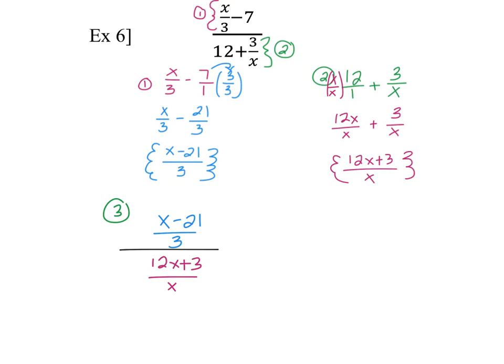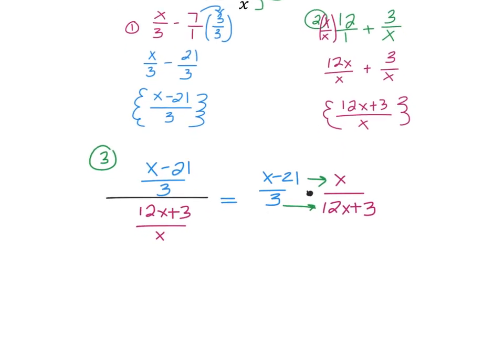Well, that means we are going to flip the denominator: keep, change, flip. So keep the numerator, x minus 21 over 3, change division to multiplication, and then we're going to flip the denominator. And now we have a multiplication problem. Well, multiplying fractions is easier than adding. I don't need common denominators anymore. We're just going to multiply this stuff straight across.